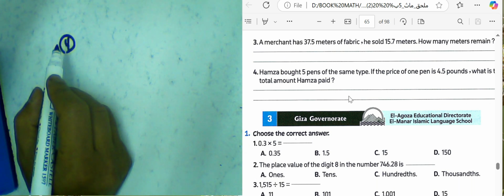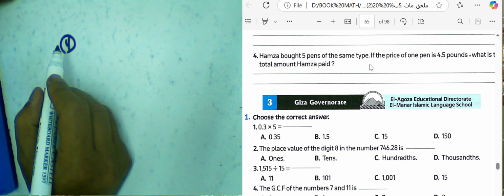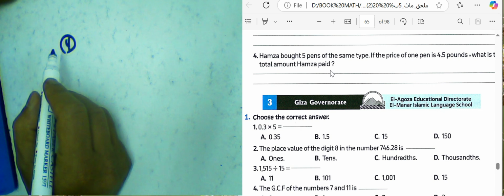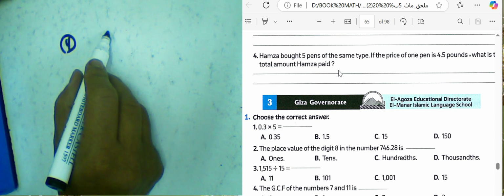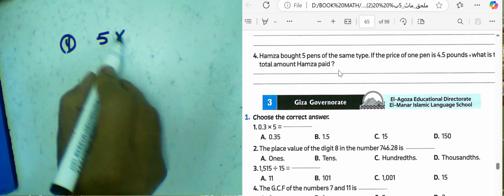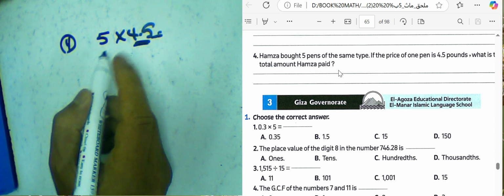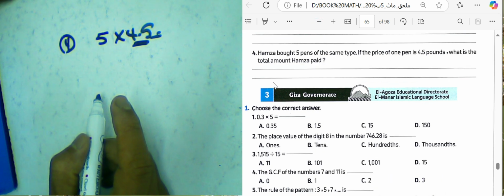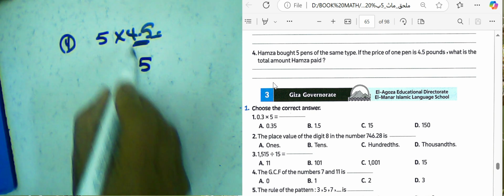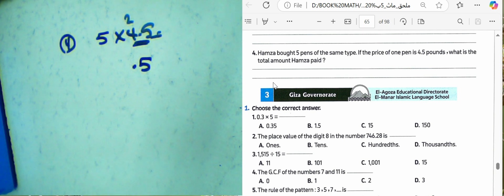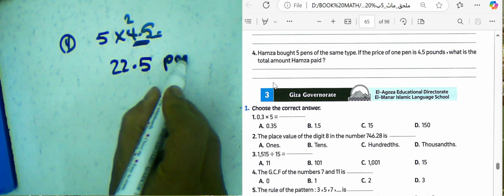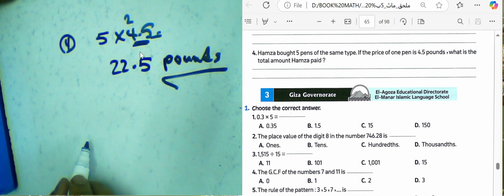Question number 4. Hamza bought 5 pens of the same type. If the price of one pen is 4.5, what is the total amount Hamza paid? We can write the product between 5 and 4.5 because 4.5 is the price of each one of the pens. We can find the total amount, right? 5 times 5 is 25, write 5 and carry 2. 5 times 4 is 20, 20 plus 2 will be 22. So the result will be 22.5 pounds. This is the total price of money.